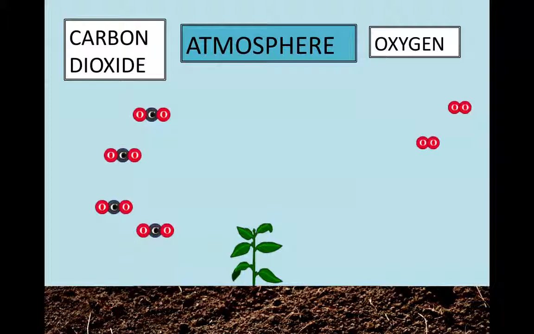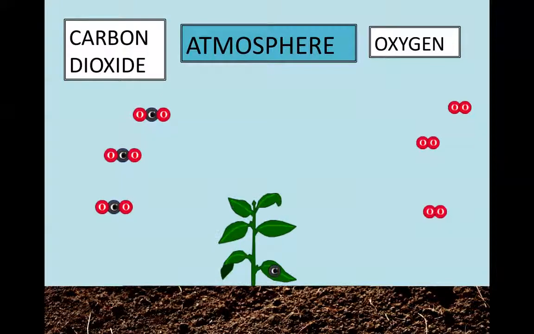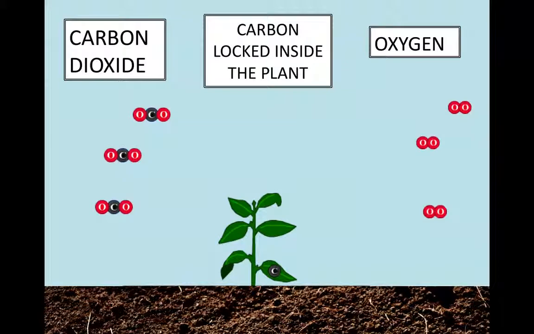Let's watch what happens when a plant enters the cycle. First, carbon dioxide is absorbed by the leaves. It turns out that plants aren't interested in oxygen, so they spit it back out into the air. But what happened to the carbon atom? Good question. The plant kept it, because that is what plants are made of. Using carbon, the plant can grow bigger and taller than it was before. We say that the carbon has been locked inside the plant.